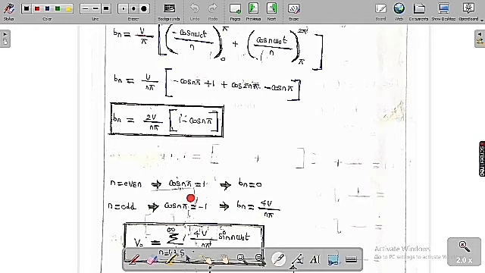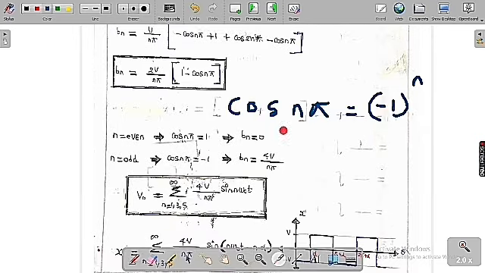So simply we can say cos n pi is equal to (-1)^n. When n is odd, it is equal to -1. When n is even, we are going to get +1. So we can say that for n even, definitely Bn is equal to 0.